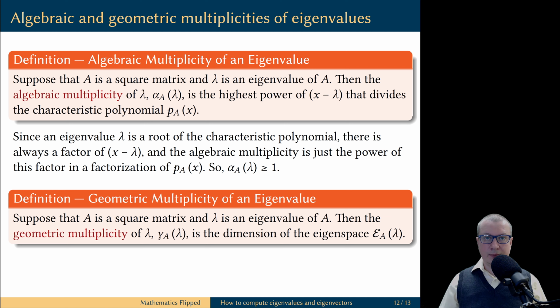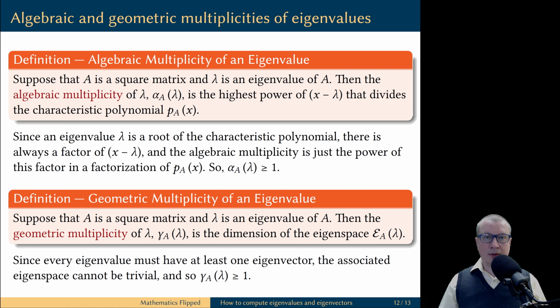The geometric multiplicity of an eigenvalue is the dimension of the corresponding eigenspace. Each eigenvalue comes with at least one non-zero eigenvector, therefore each eigenspace is a non-trivial space, so its dimension is at least 1. Therefore the geometric multiplicity of each eigenvalue is also a positive integer.